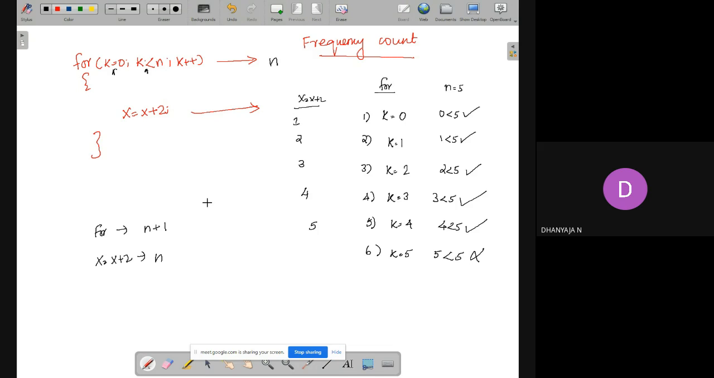Okay, very good. So here you can see if I'm taking n value as 5, the for loop is executing 6 times and the statement inside the for loop is executing exactly n times. So I can say this is the for loop. This for loop will execute n plus 1 times and this statement will execute n times. So as a total, how many times is it executing? N plus 1 plus n. Isn't it? N plus 1 plus n. Yes or no?